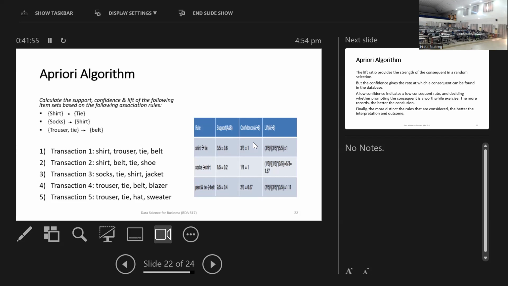The first one is a no. Your lift is 1. They are independent. When your lift is 1, that means that the items are independent. They are not related. So the first one is out. Socks and shirt. Do you agree? Yeah. Okay, so what else? So somebody has suggested that we do socks and shirt. Okay. Who else?